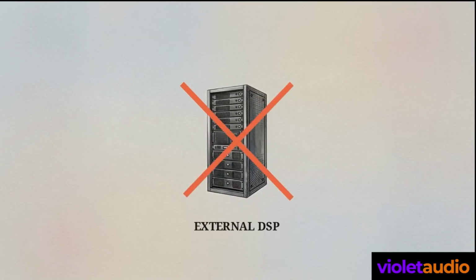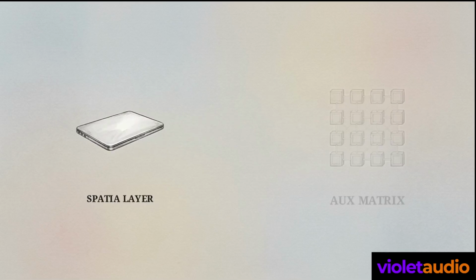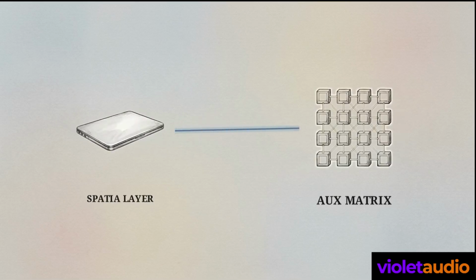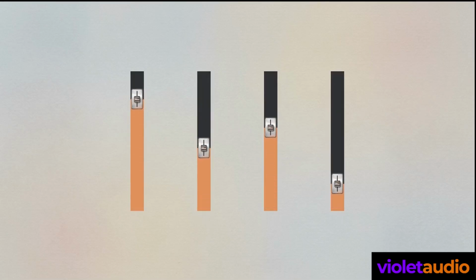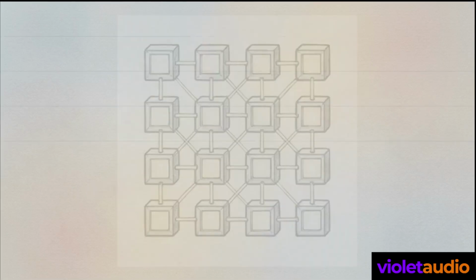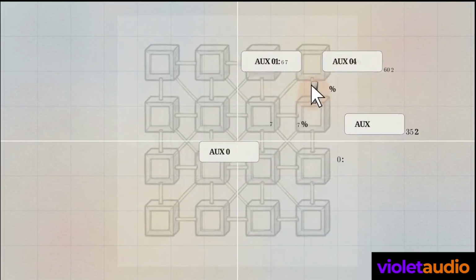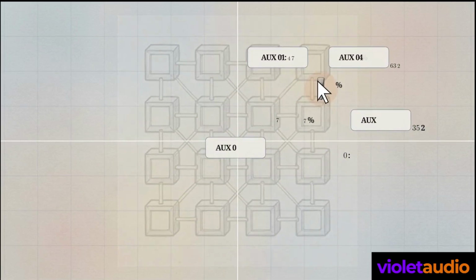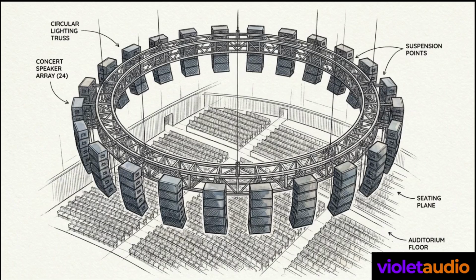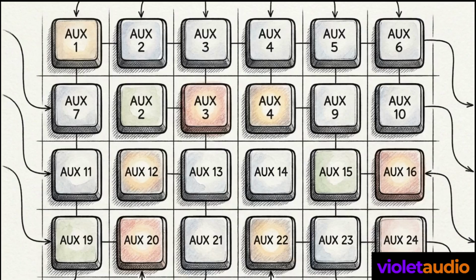Spatia operates on a different premise. It bypasses the need for external DSP entirely by introducing a localized software layer that actively hijacks the console's existing aux matrix. Instead of an operator manually programming individual send levels, software mathematically translates a two-dimensional stage geometry into real-time bus percentages. The system scales up to 24 separate spatial speaker zones, mapping them identically to the 24 physical aux buses available on the hardware.